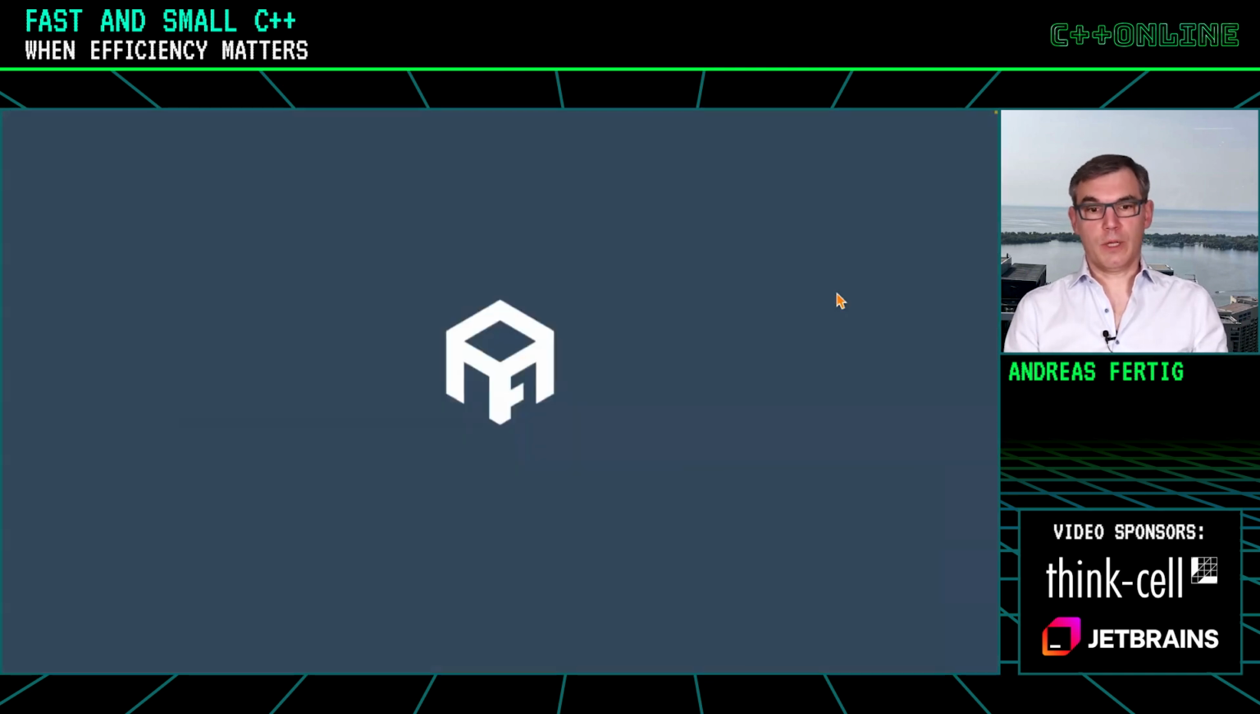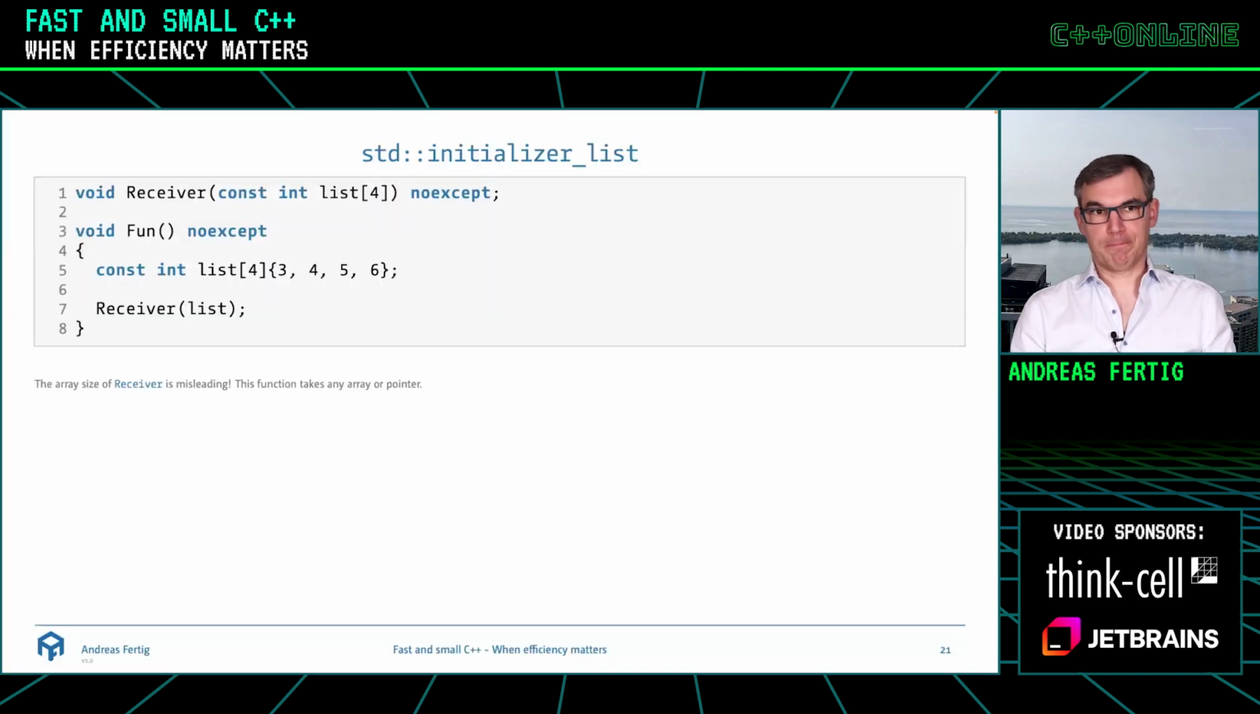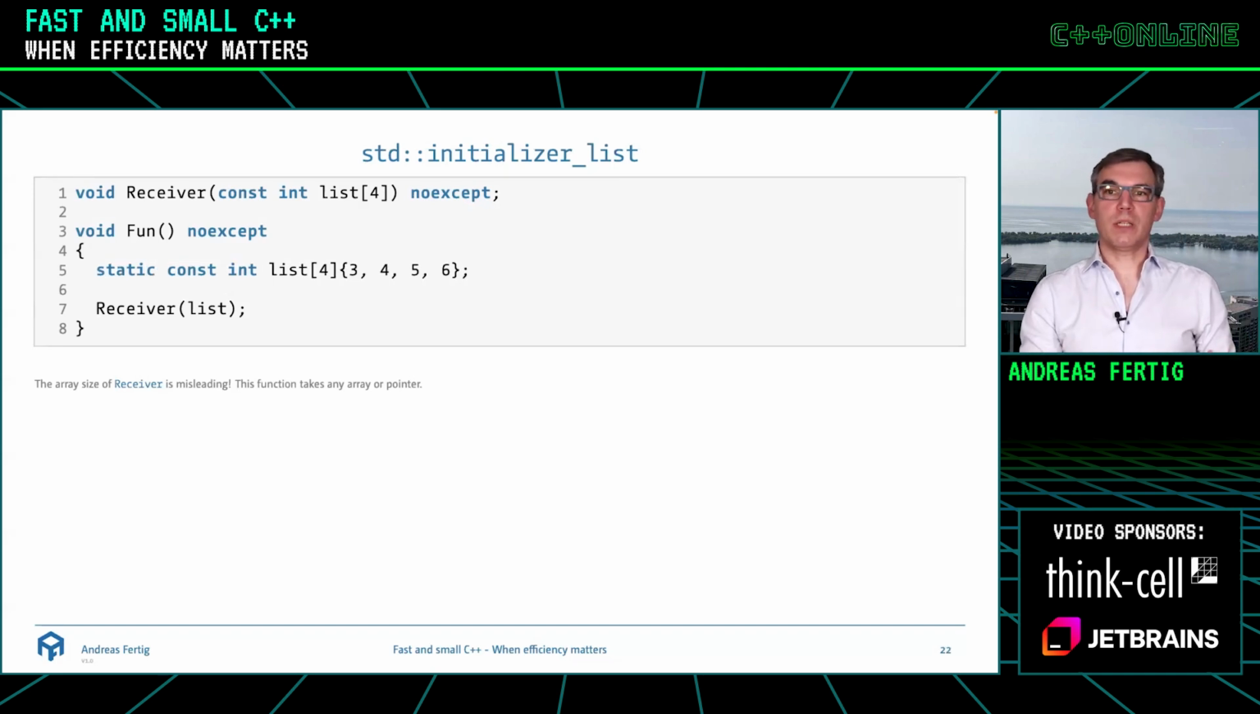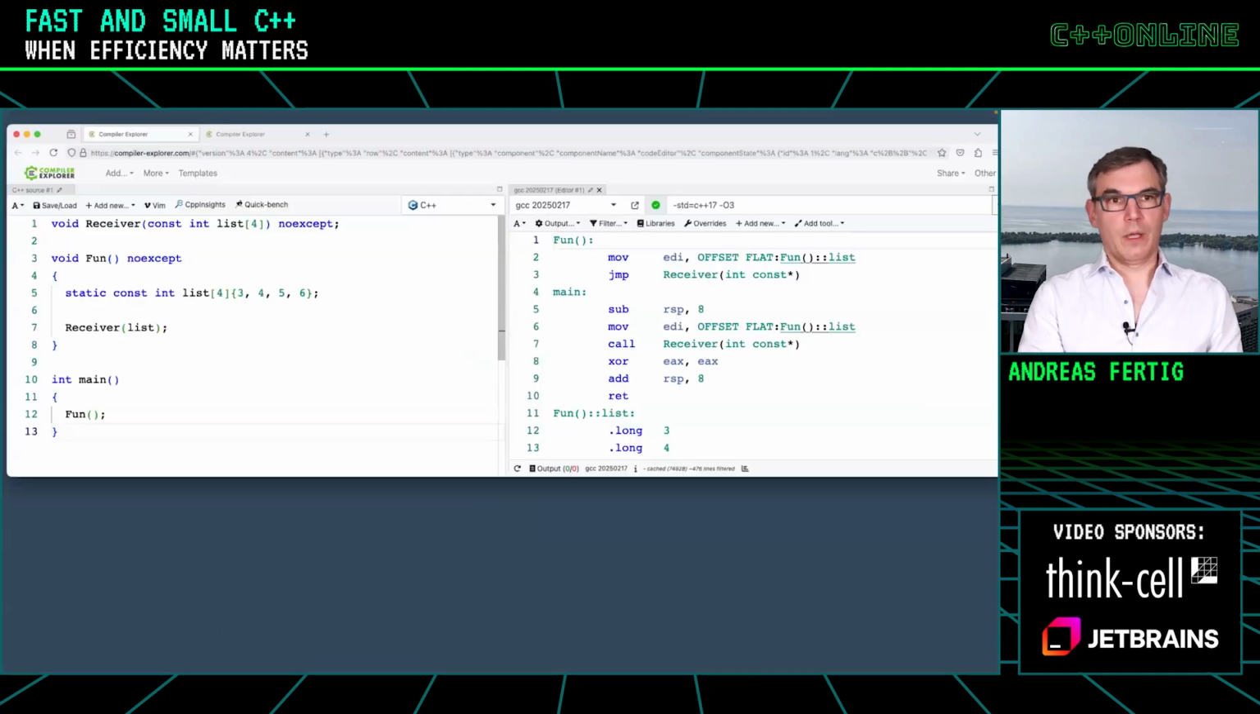Can we change that? Can we do better? Well, for this particular code, we could say, let's make this array static, right? Because we know all the initializers are known at compile time. They never change. So it's const anyway. So we can make it a static variable within this function. Does that change things? Let's have a look.